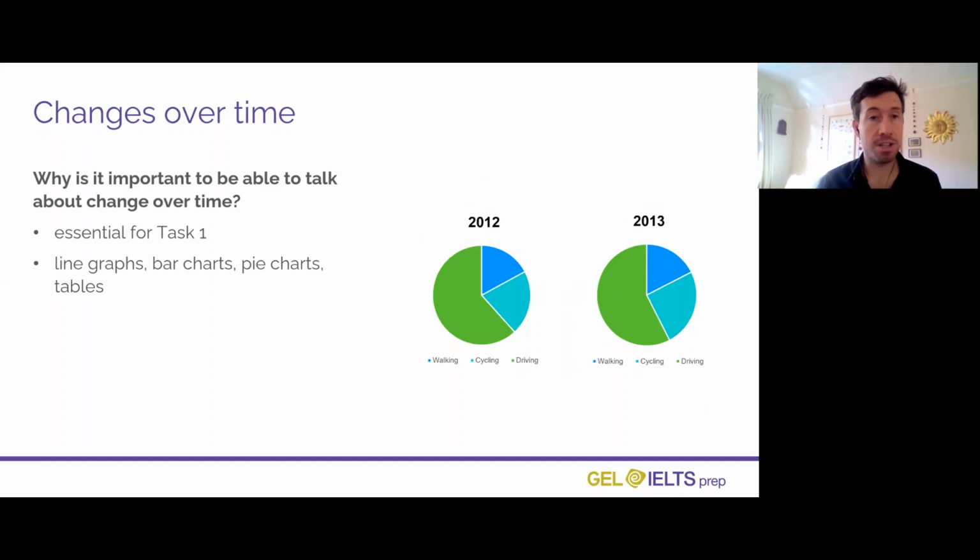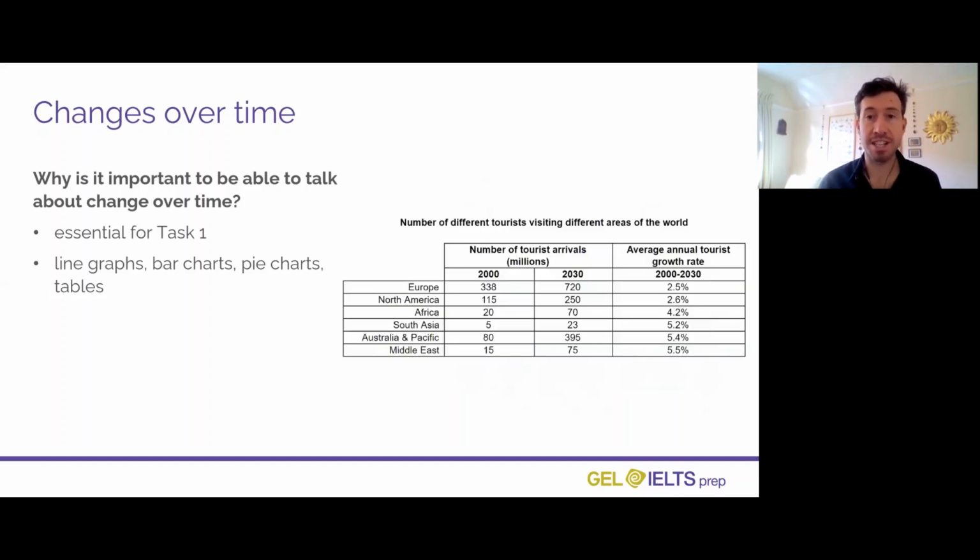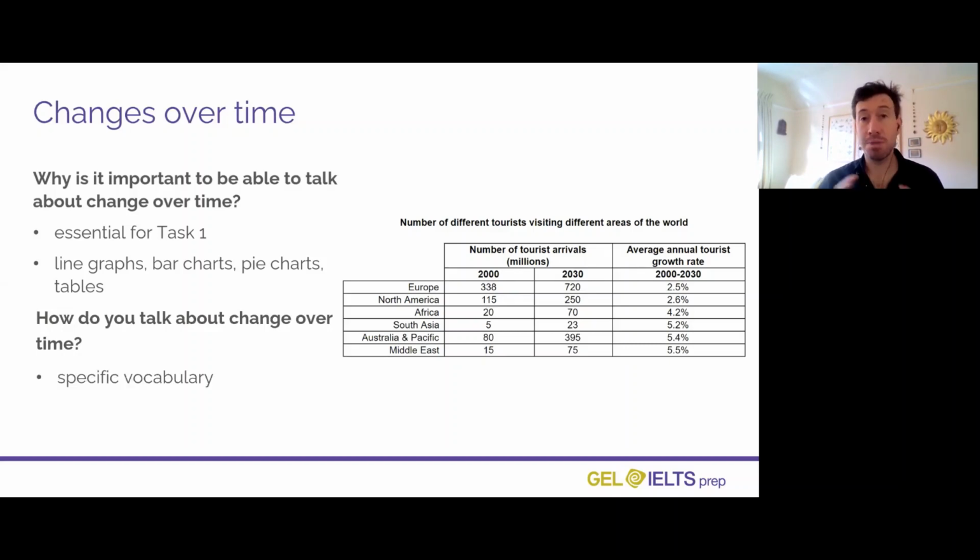And again, for tables, tables are another way of representing data, and they can have 2 separate dates. Here it has the date 2000, and here it has 2030. So again, there'll be a change, and you need to be able to describe that change. So how do we talk about it? Well, there's some specific vocabulary that you can use, and we're going to see that in a coming slide. Also, there are some grammatical structures that you can use, just so you're practicing using different vocabulary in different grammatical structures. So we'll look at them in a moment as well.